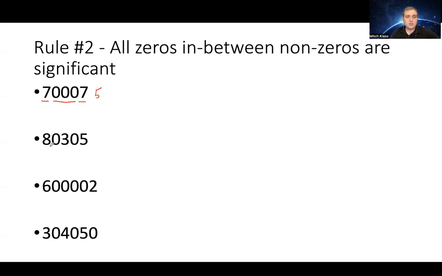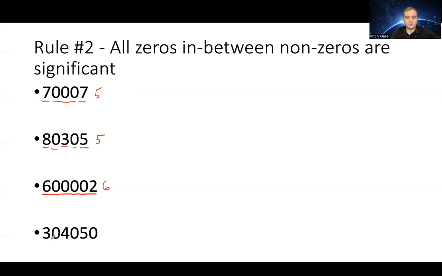Now let's take a look at 80,305. Well, we know all non-zero digits are significant, and these zeros are sandwiched between non-zero digits. So therefore, these are also significant. So now we have 1, 2, 3, 4, 5 significant digits in this number as well. Now let's take a look at this number right here. All these zeros are sandwiched between non-zero digits. So therefore, we have 1, 2, 3, 4, 5, 6. So now we have 6 significant figures within this number.